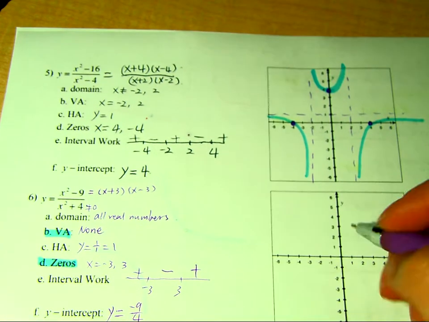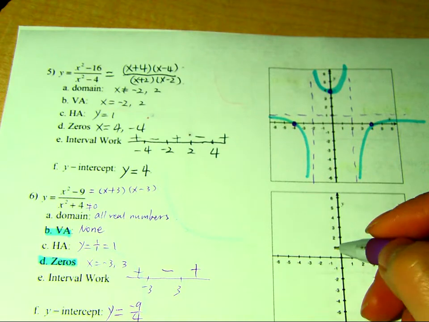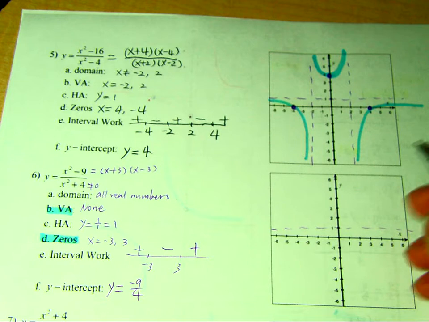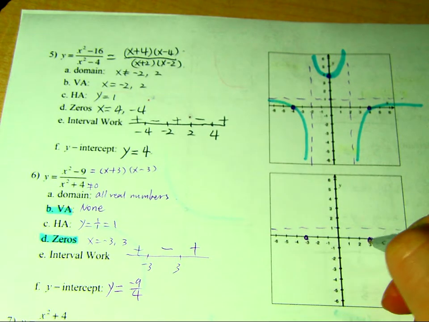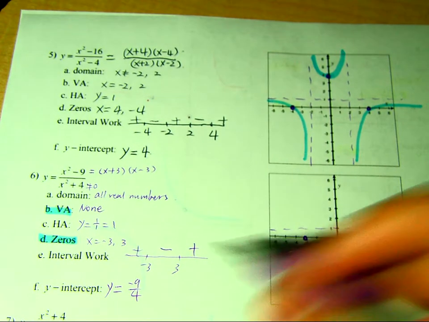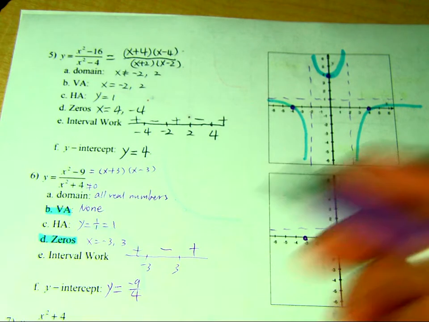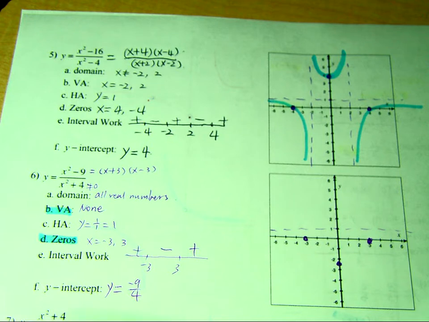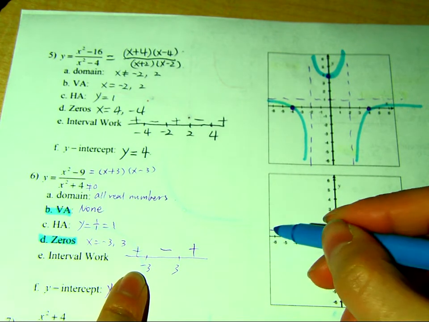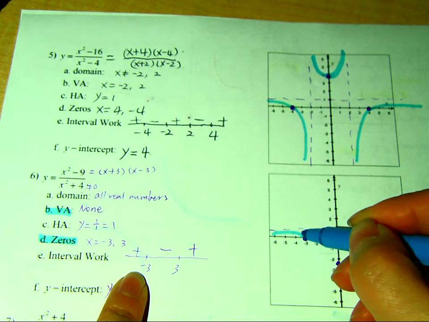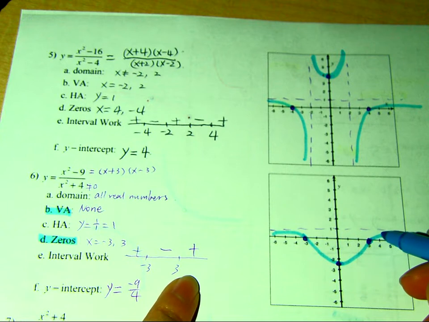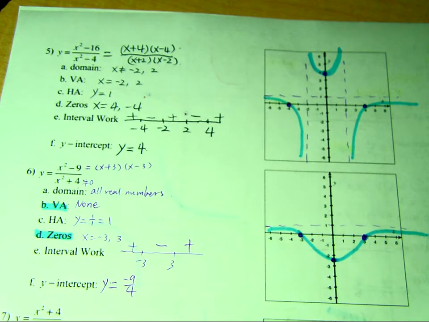Okay, now let's graph. VA, there's none. HA at 1. And the zeros, negative 3, positive 3. Y-intercept is negative 9 over 4. That's negative 2 point something. So it'll be here. Now you can use a calculator to graph. Or you can just look at the interval work. Positive, cross this point, cross this point, cross this point, and positive approaching this line. Okay, that's what the graph looks like.